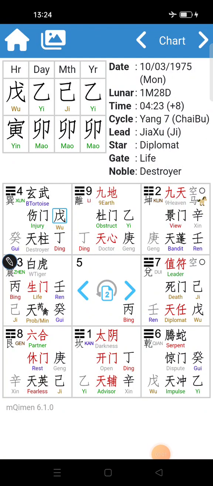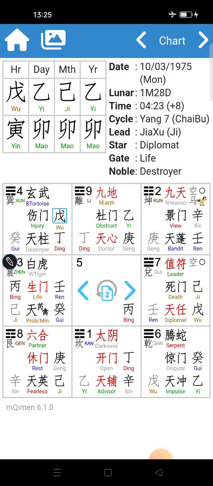Today's case study, we're talking about the birth chart of a person born on March 10th, 1995, and the time of birth is 4:23. In the reading of a birth chart under 奇门遁甲, this is how we plot a chart. Whatever you're seeing over here is called a birth chart of a person under 奇门遁甲.